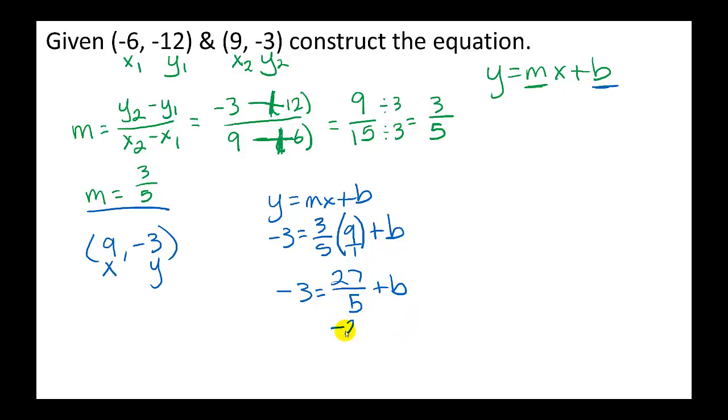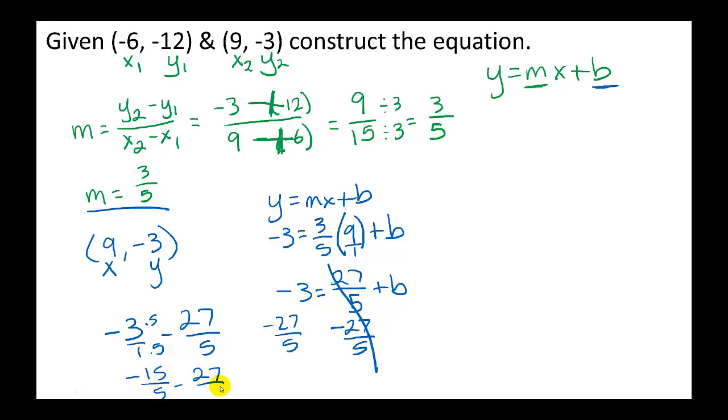I'm going to subtract 27/5 from both sides. 27/5, take away 27/5 is gone. And now we have negative 3 over 1 minus 27 over 5. I need to combine, and I need common denominators, so I'm going to multiply by 5's. So I now have a negative 15 over 5 minus 27 over 5.